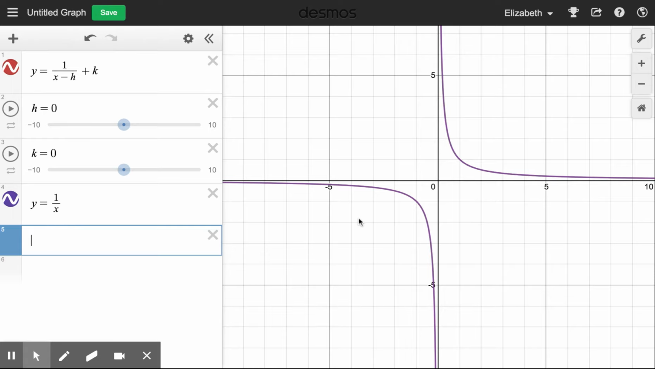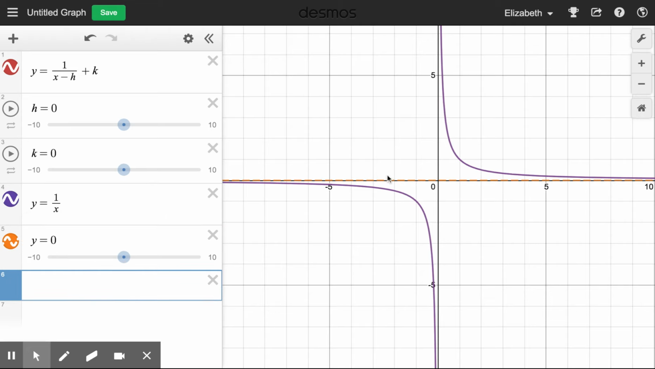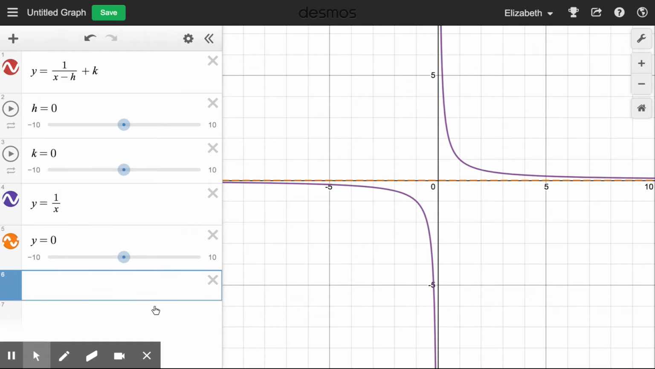So this function has two asymptotes, a horizontal asymptote and a vertical asymptote. The horizontal asymptote is the equation y equals 0. It might seem counterintuitive that the x-axis has an equation of y equals 0. But if you look, the y coordinate everywhere on the x-axis is 0. So no matter where we are on this line, the y value is 0, which is why it is the line y equals 0.